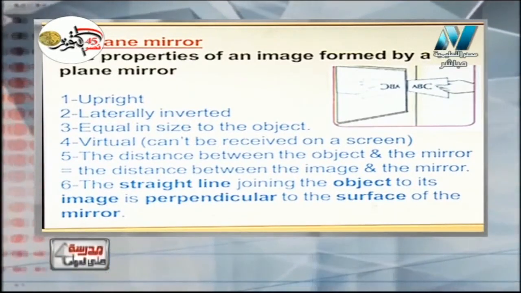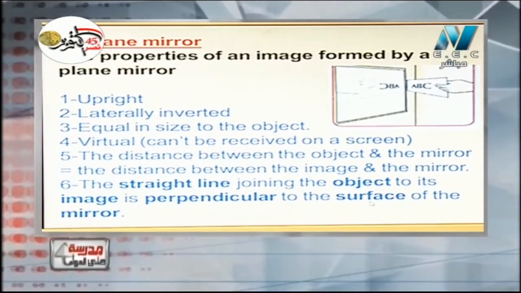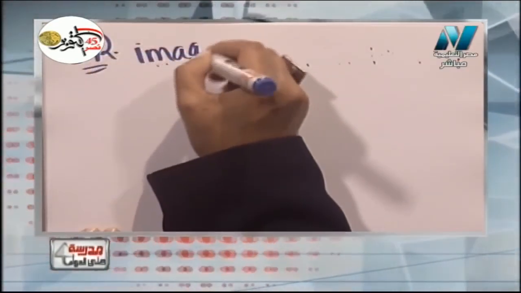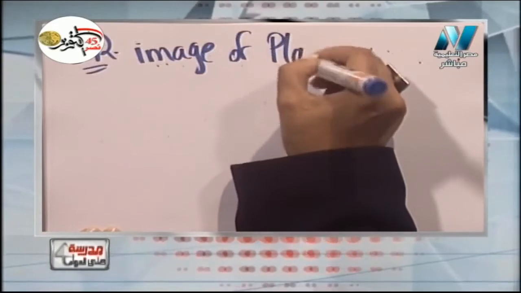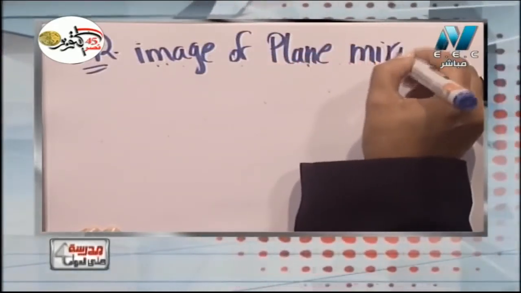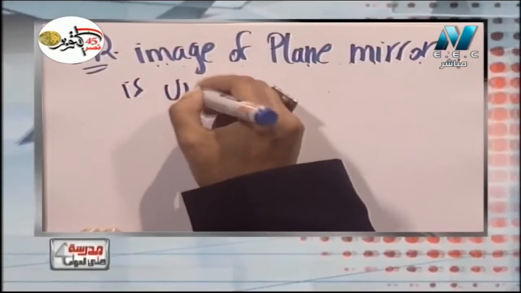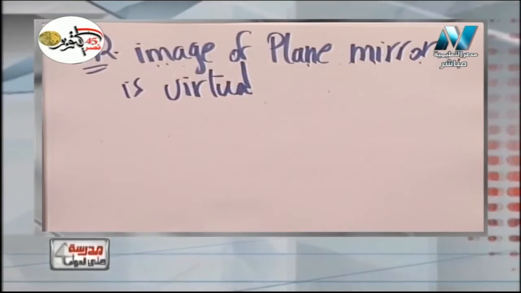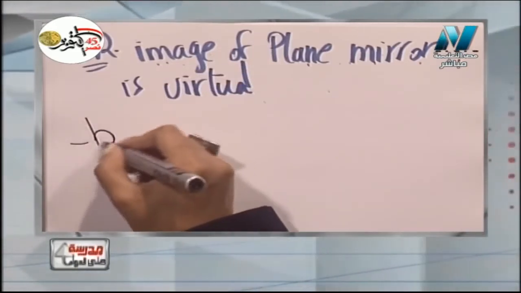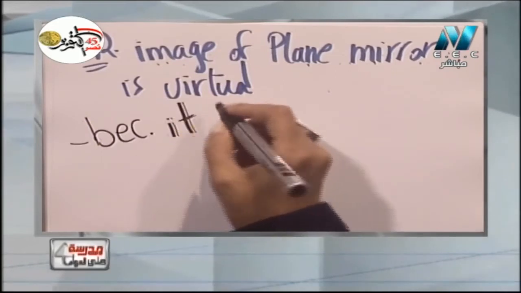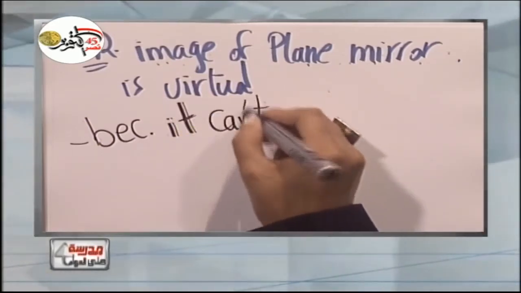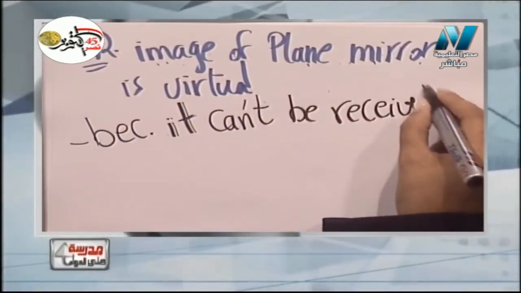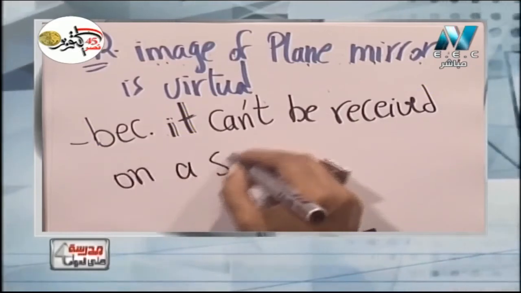Okay, we have another give reason. Give reason: the image of a plane mirror is virtual. Why is the image of the plane mirror virtual? Because it can't be received on a screen.